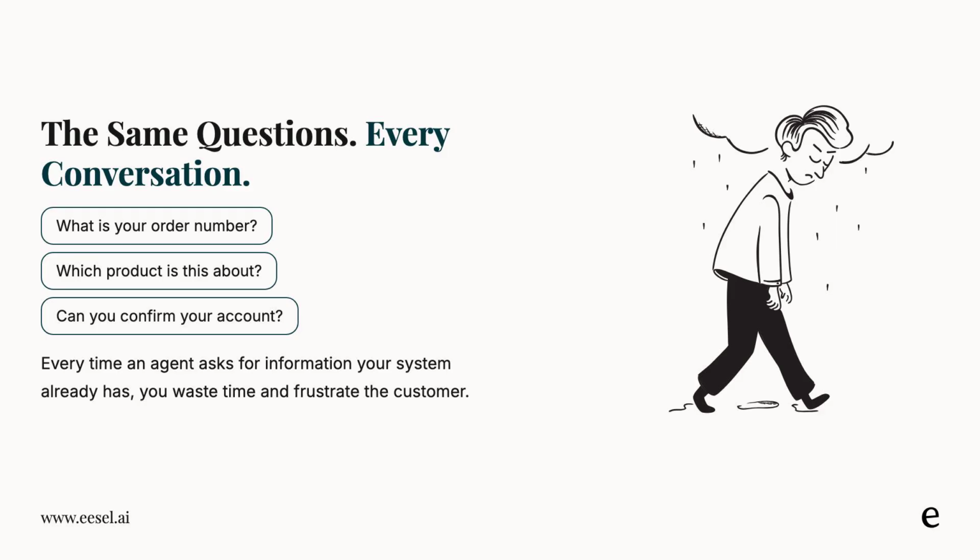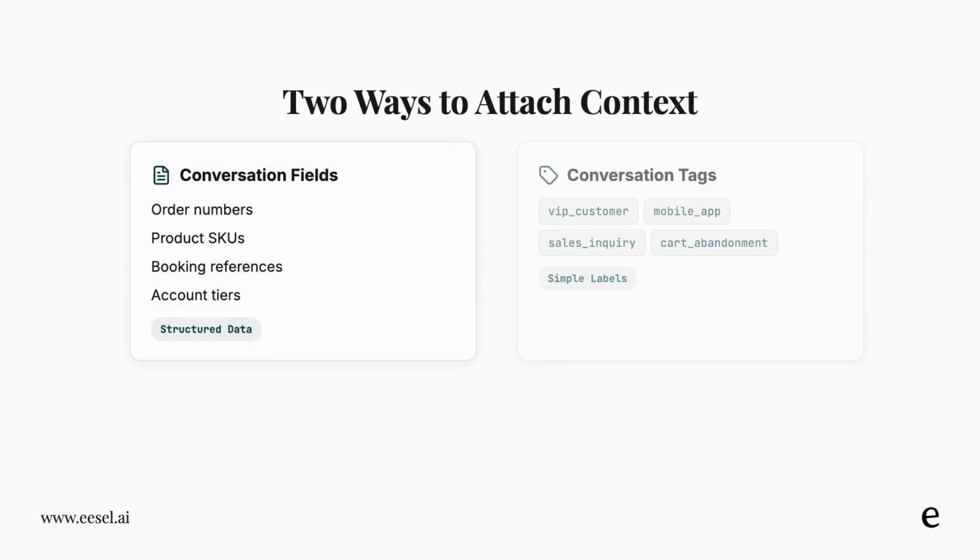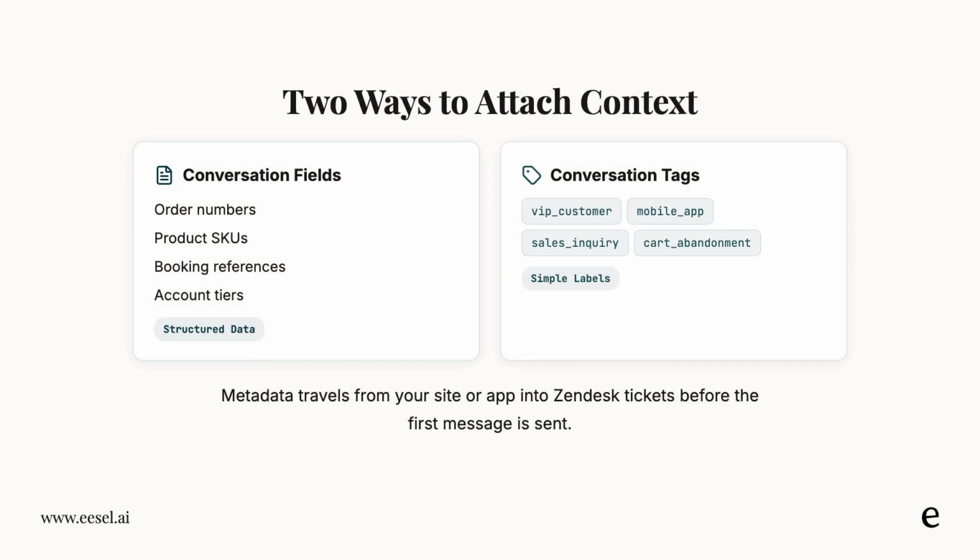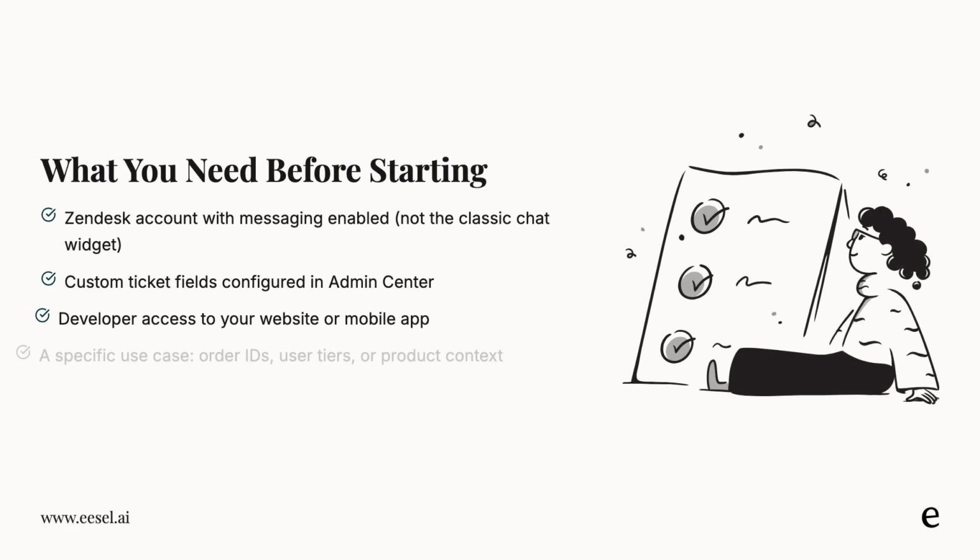which product. Your system already knows all of this. The repeat questions frustrate customers and slow your team down before the real conversation even starts. Zendesk messaging metadata gives you two tools. Conversation fields pass structured data directly into tickets: order numbers, SKUs, and booking references that populate automatically before an agent says hello. Conversation tags are simpler labels like VIP customer or mobile app that drive routing and filtering without any manual work.